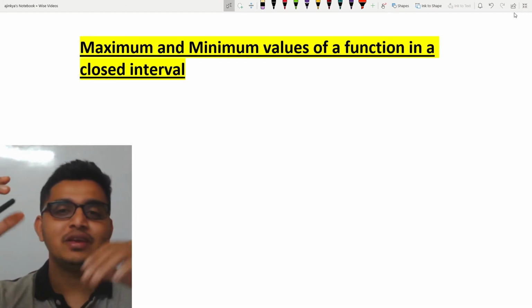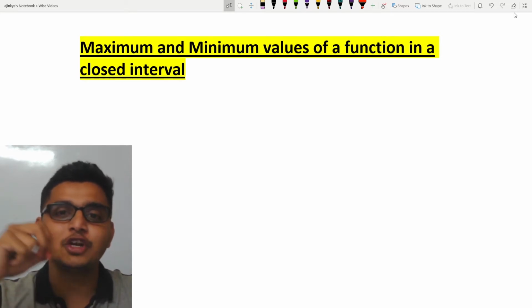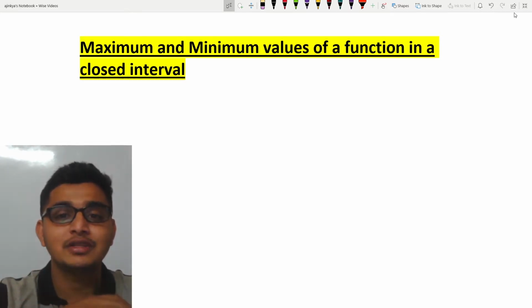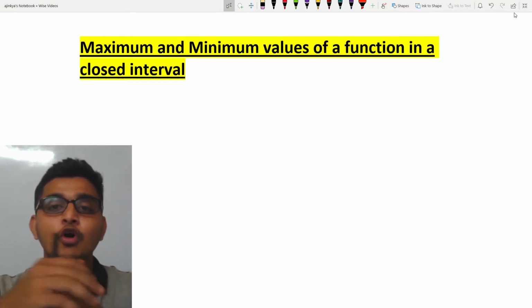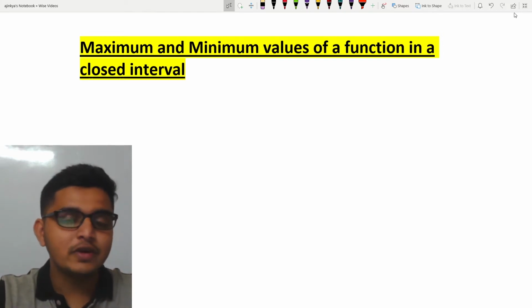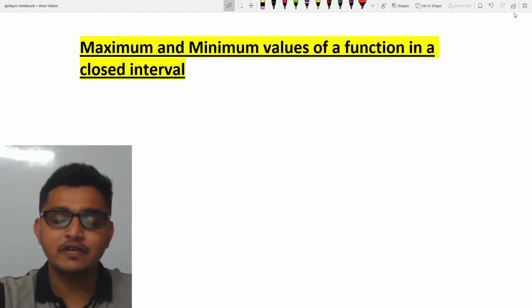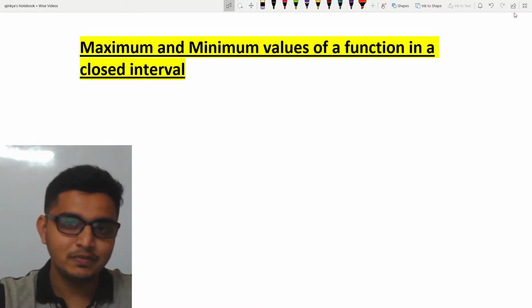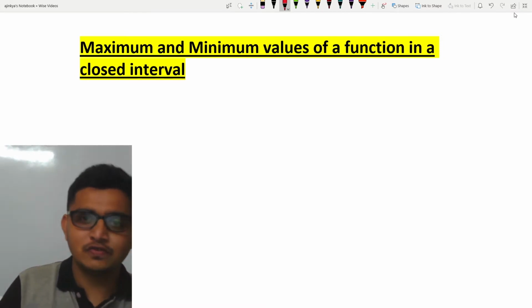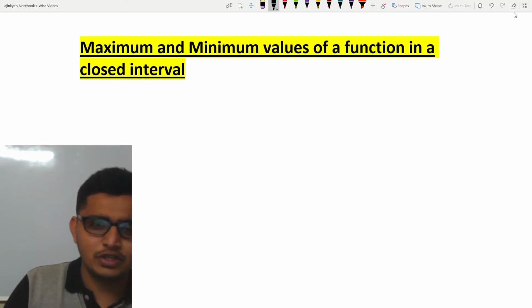This is going to be a very short video where we'll try to understand the maximum and minimum values of a function. We have already covered it through the first derivative test and second derivative test, but in this video we are going to see it in a closed interval. So what are closed intervals? First, let us define what closed intervals are.